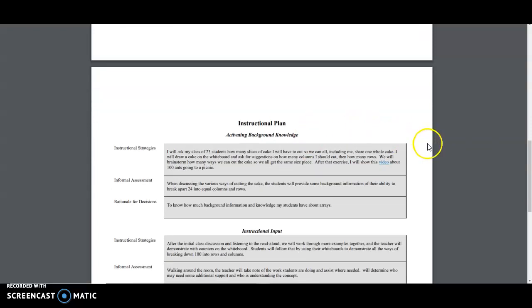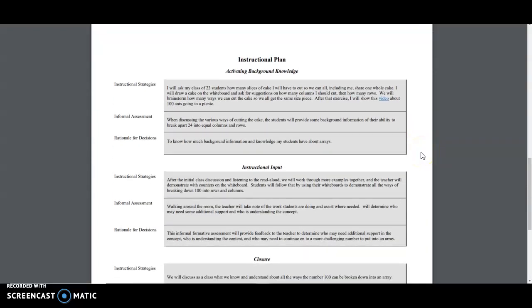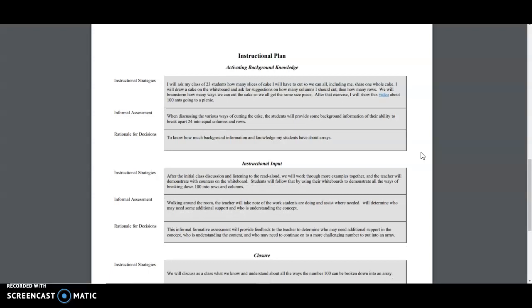All right, going into the instructional plan. So the instructional strategies, we will begin with, I will ask my class of 23 students how many slices of cake I will have to cut so we can all, including me, so making that 24 people, share one whole cake. So I will draw a cake on the whiteboard and ask for suggestions on how many columns I should cut, then how many rows. We will brainstorm how many ways we can cut the cake so we all get the same size piece.